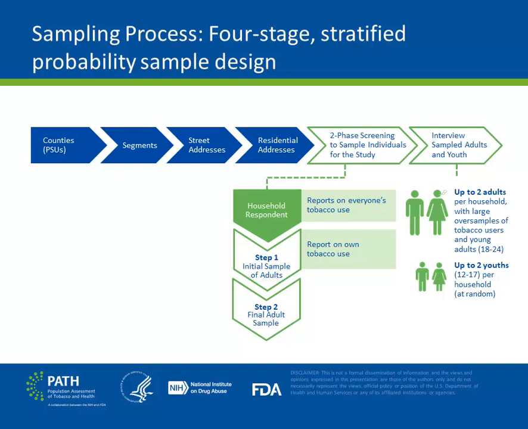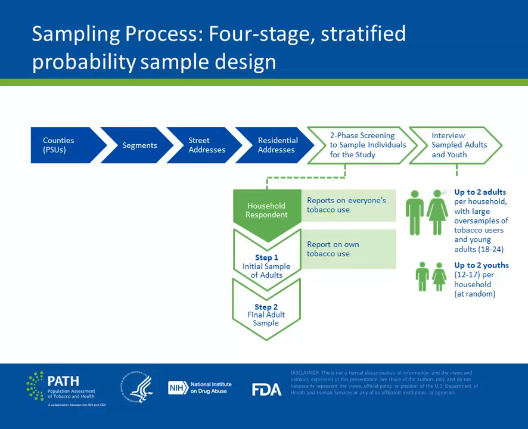Additionally, up to 2 youth ages 12 to 17 were selected at random per household. There is no oversampling for youth. The image shows that after the screening, the next step was to interview sampled adults and youth.